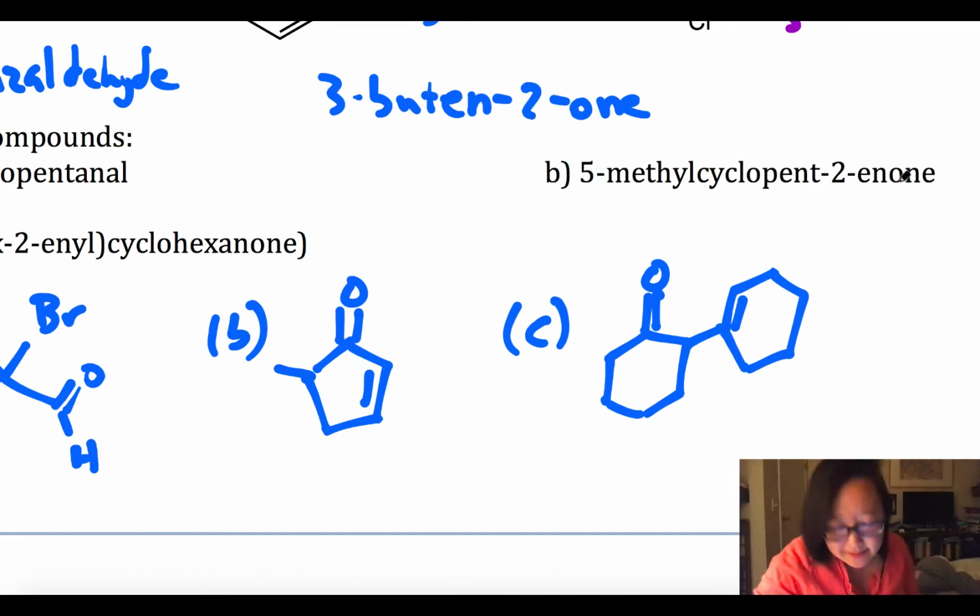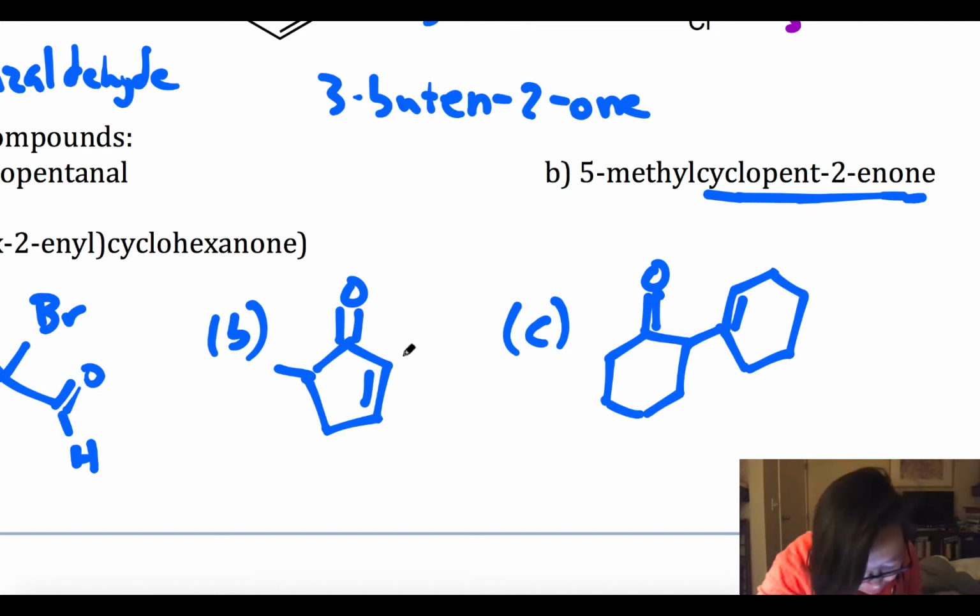cyclopent-2-en-one. So I'm just going to start with what I know, cyclopentanone, and I know there's a double bond on carbon 2. So I just start off drawing a cyclopentene with a carbonyl as carbon 1. So carbon 2 would be the double bond, and then carbon 5 would be the methyl group. So you just go all the way around the ring. Carbon 2, 3, 4, 5. So this would have to be carbon 5.